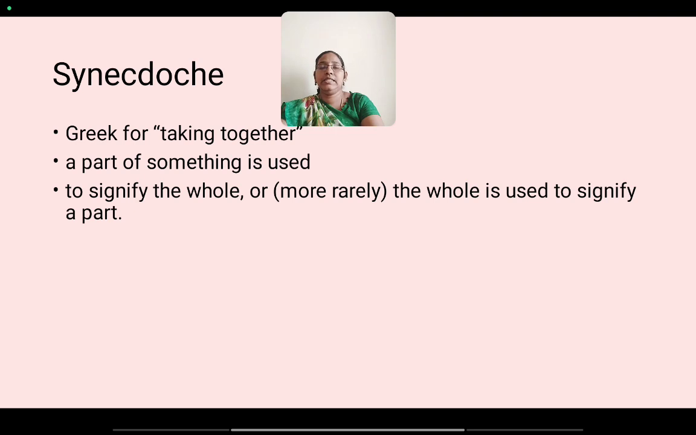The next literary term that we are going to see is synecdoche. Synecdoche is derived from the Greek word which means taking together.